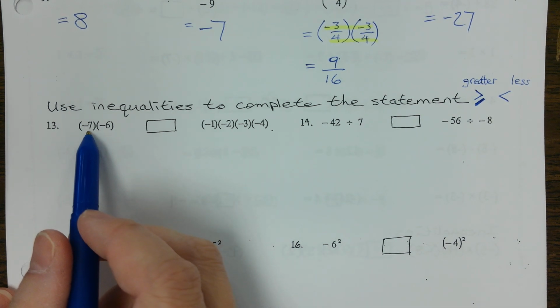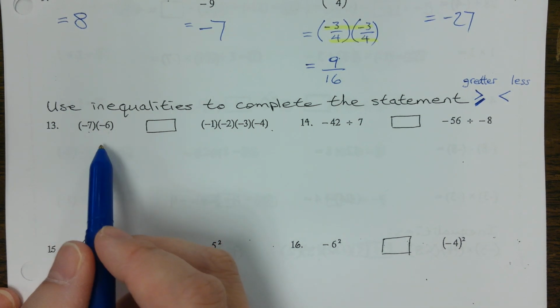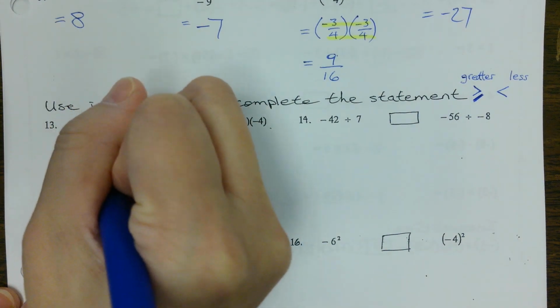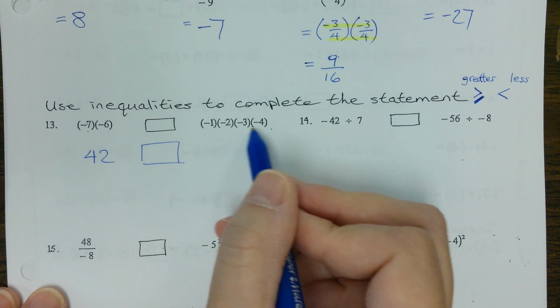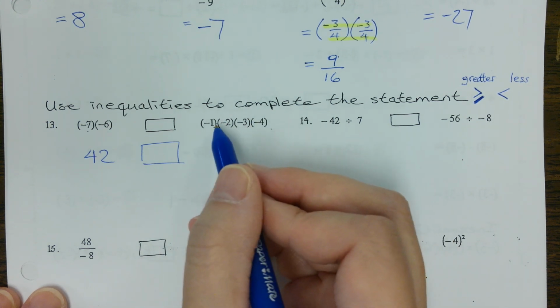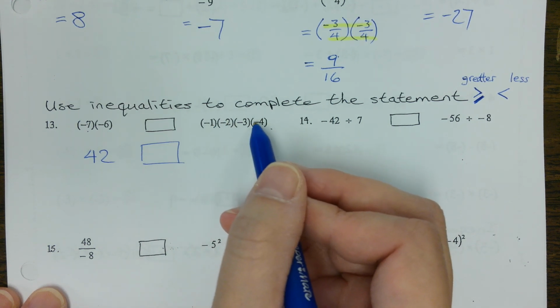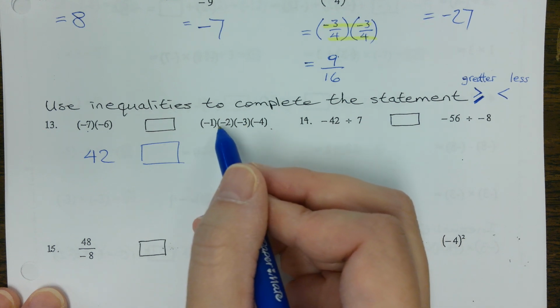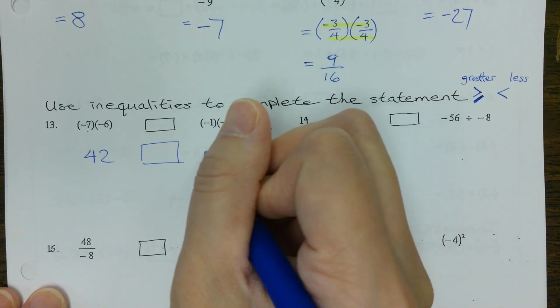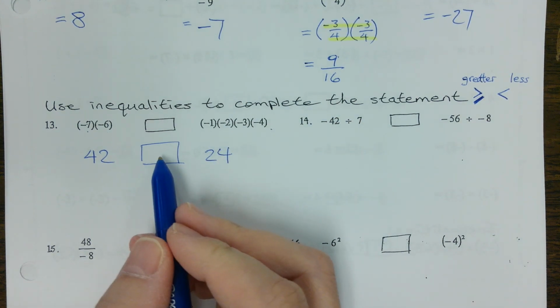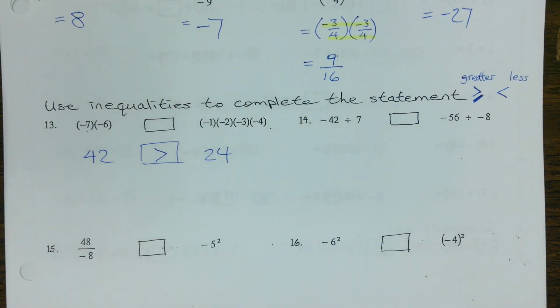Right, so negative 7 times negative 6, you get 42. So 42 on this side. What about here? Positive or negative? Positive. Every two negatives make a positive. Every two negatives make a positive. So here, what do I get? 24. So what's the sign in between? Greater than. Good. This way.